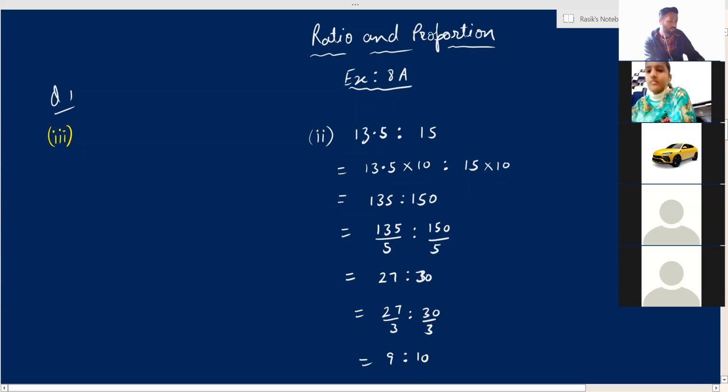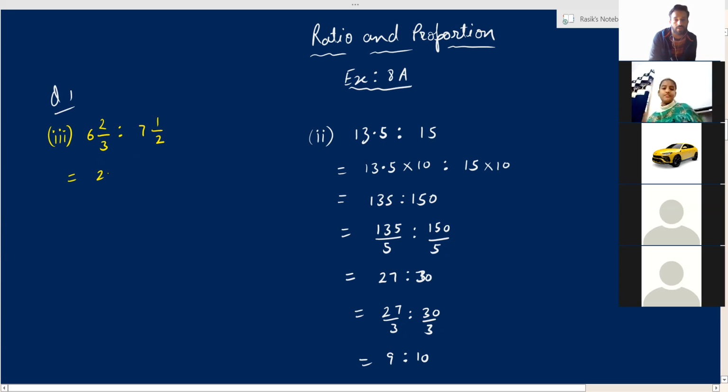I'm telling you an easier way of doing it. The fraction is given, 6 whole 2 upon 3 is the first term of the ratio, and the second term is 7 whole 1 upon 2. These are the two terms of the ratio. First of all, change them into improper fractions. You get 20 upon 3 ratio 15 upon 2, right? Sir, 8 ratio 9 is the answer.